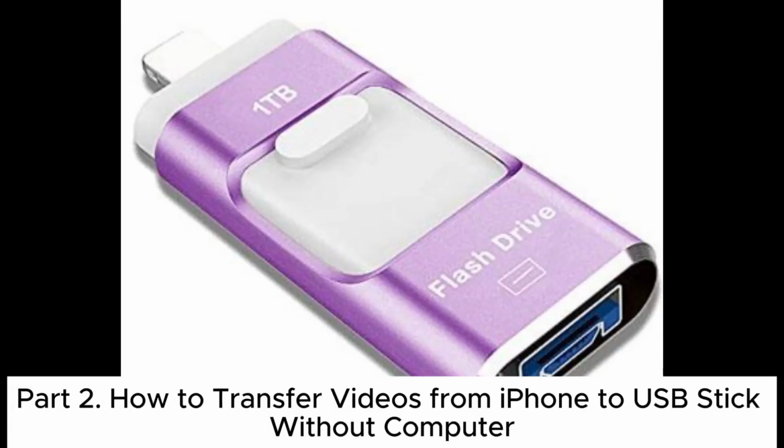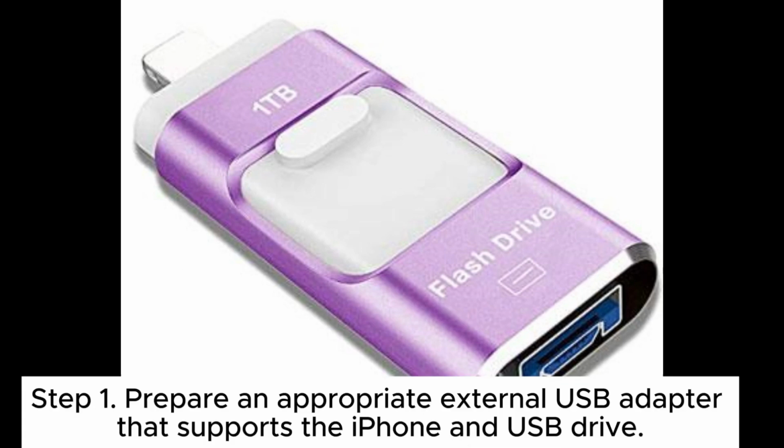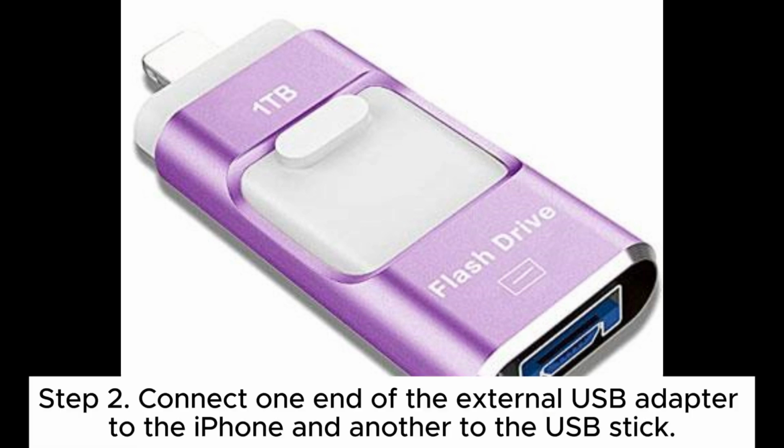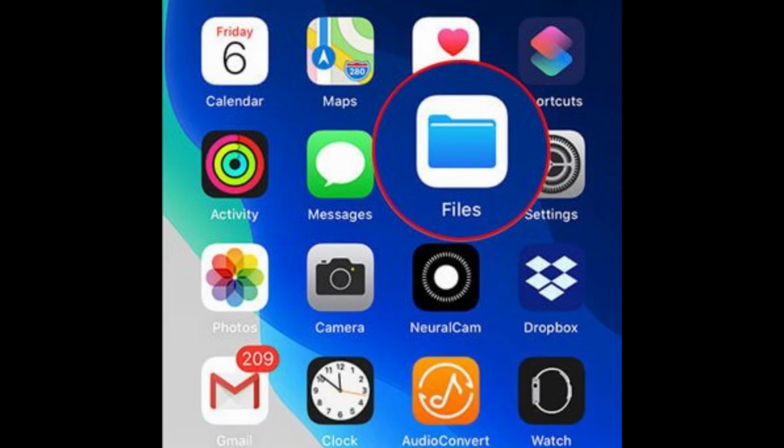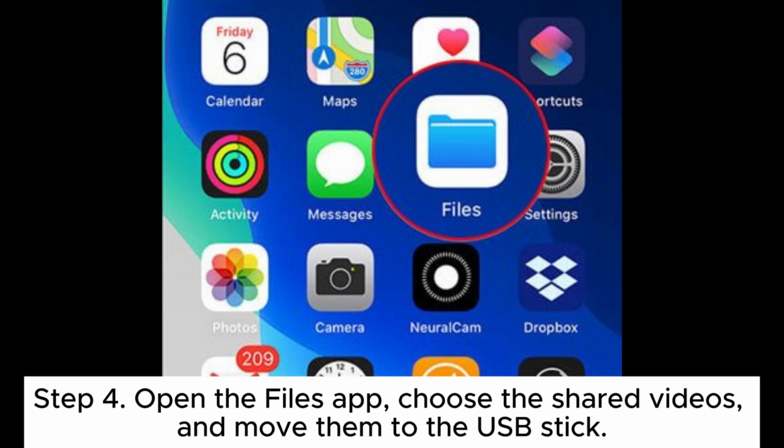Part 2. How to transfer videos from iPhone to USB stick without computer. Step 1. Prepare an appropriate external USB adapter that supports the iPhone and USB drive. Step 2. Connect one end of the external USB adapter to the iPhone and another to the USB stick. Step 3. Open the Photos app on your iPhone. Choose the targeted videos, and tap the Share button to share them to the Files app. Step 4. Open the Files app, choose the shared videos, and move them to the USB stick.